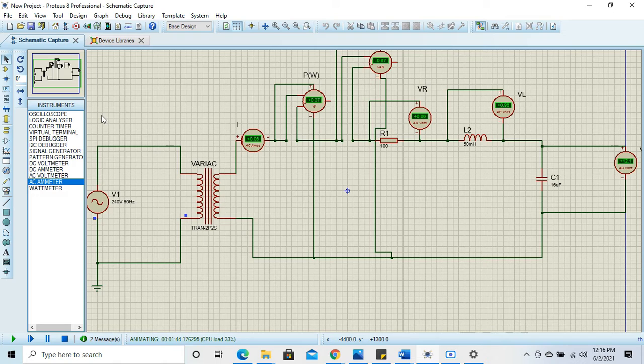And I am going to present about Lab 5, where we must develop the RLC circuit containing the resistor, the inductor and the capacitor.